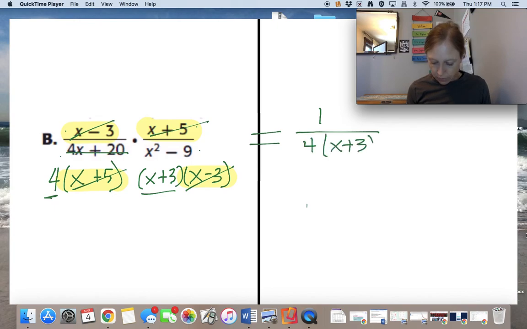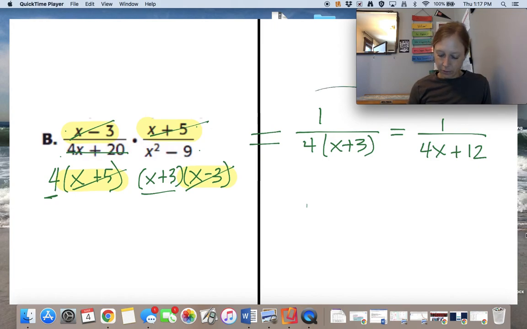You can choose to leave your answer in this form. You may also choose to write your answer as 1 over 4x plus 12. Both of them are 100% correct. So I'm going to circle both.